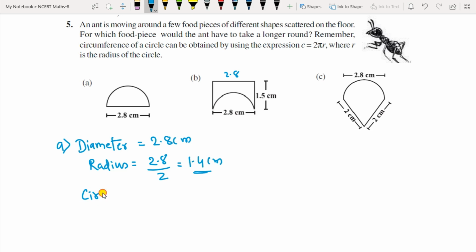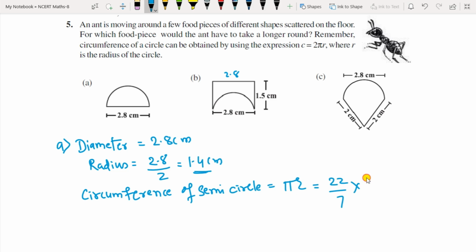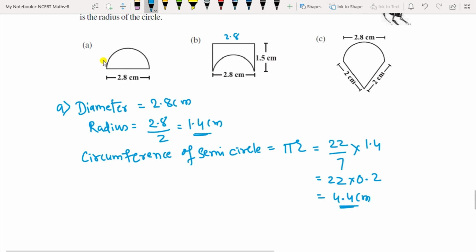So circumference is, if the wordings are not directly written, so you have to understand what they have asked you to do. So circumference of semicircle is pi r. This is of semicircle, so it is only pi r, not 2 pi r. So that is 22 by 7 into 1.4. So that will be 22 into 0.2. So it will be 4.4 centimeter. This is the circumference of the semicircle, this much.